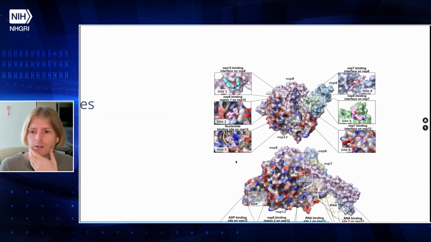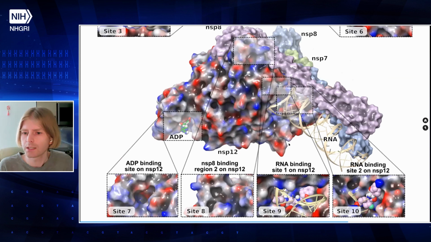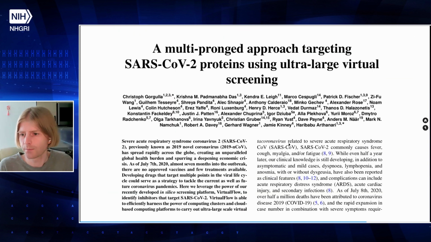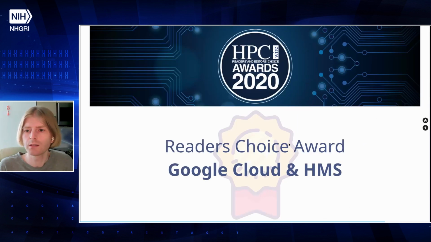And this is one. So here we can see that this is the NSP12, the polymerase complex from the coronavirus. And there are several protein-protein interactions here, like NSP12 interacts with NSP8 and NSP7. And we have targeted most of these interaction sites, both binding partners. Our paper about this was published in iScience a few months ago. And we also got the Reader's Choice Award together with Google, because Google was so generous and provided us with the required computation time for this project.